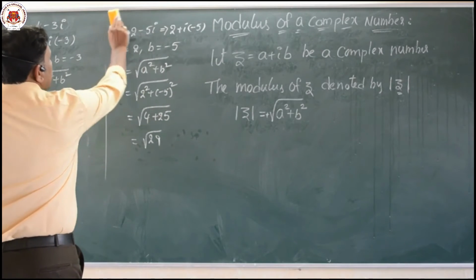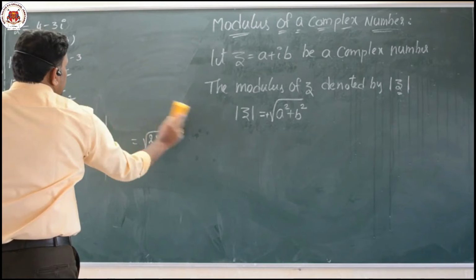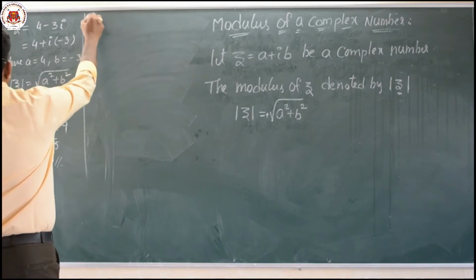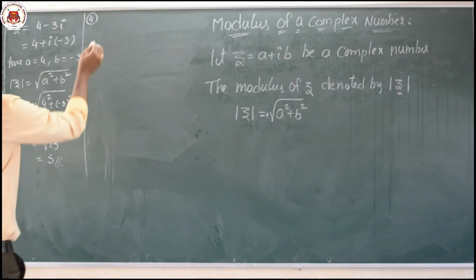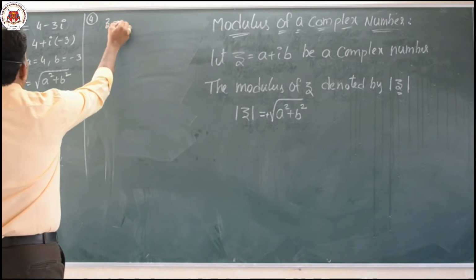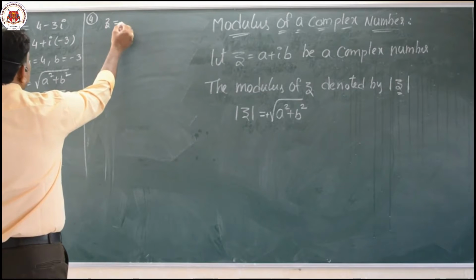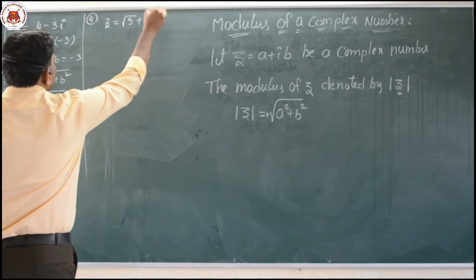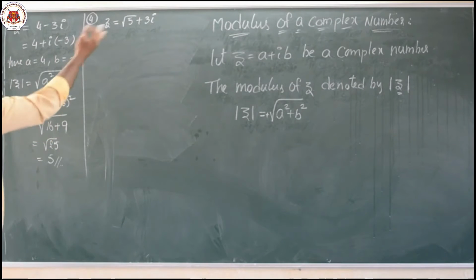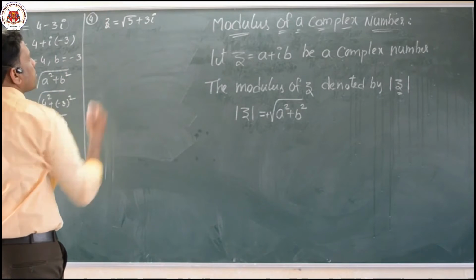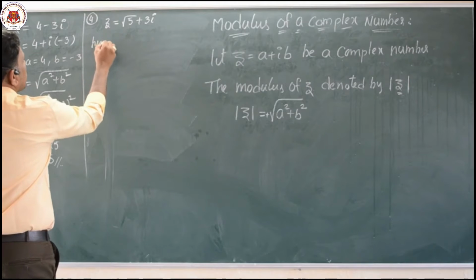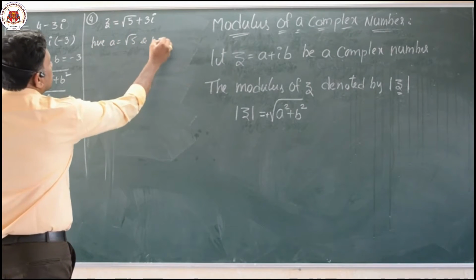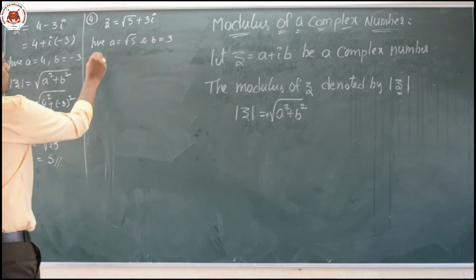Next one more example I am going to take. The fourth one: z equal to root 5 plus 3i, always a complex number z. It is already in the form of a plus ib, so we can write here a equal to root 5 and b equal to 3. So we have to find the modulus.